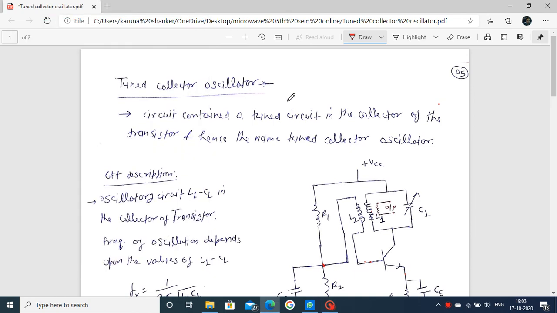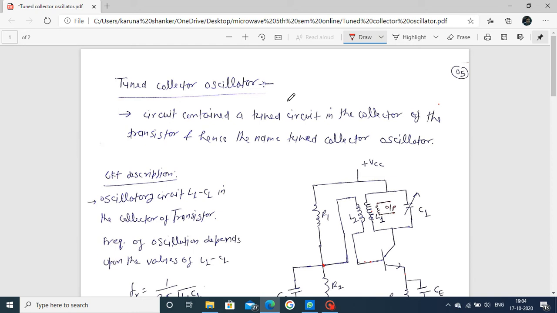Our next topic is the tuned collector oscillator. This is one of the types of oscillator circuit. We have already seen the different types of oscillator circuit, such as the tuned collector oscillator, then the Colpitts, the Hartley, the Wien Bridge, the phase shift, and the last one is the crystal oscillator. These are the types of oscillator.